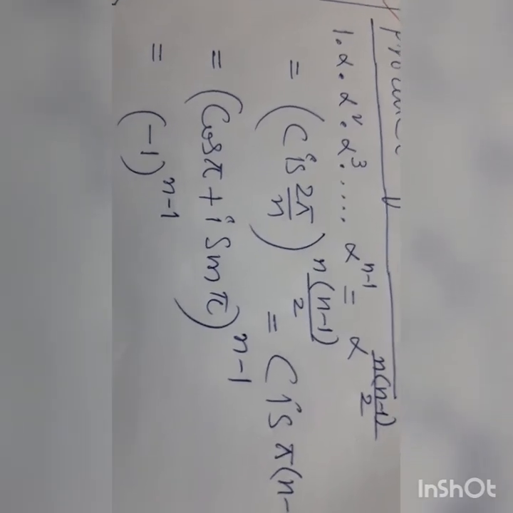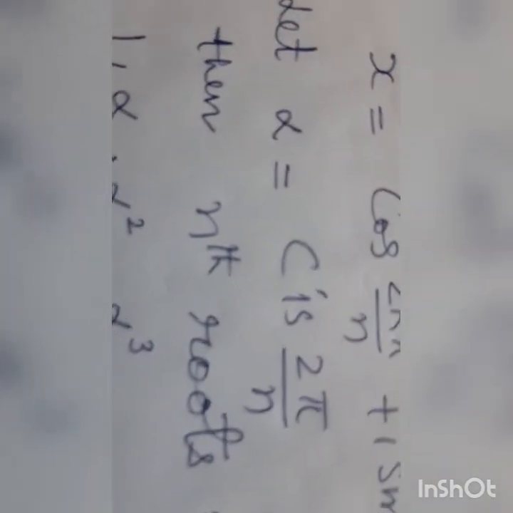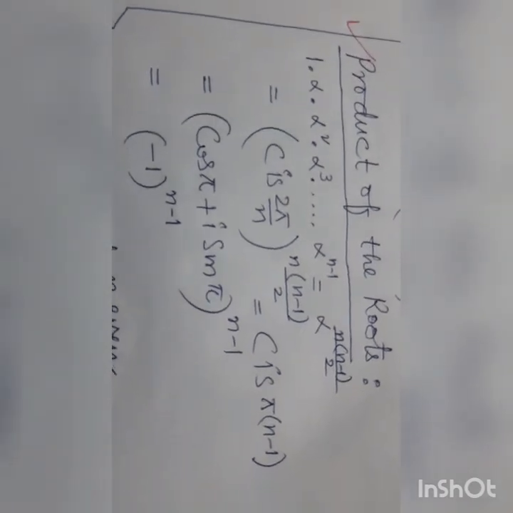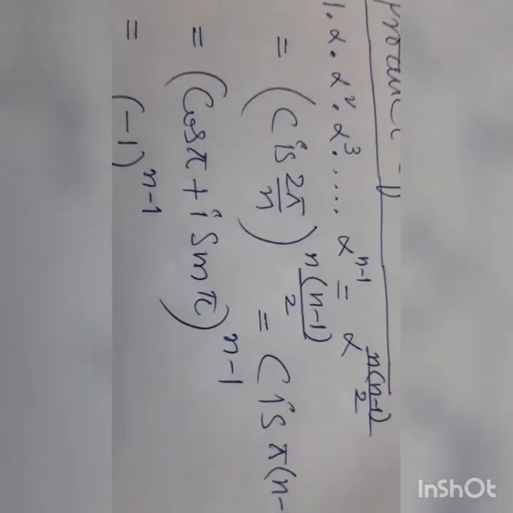What is alpha? Cis 2 pi by n. I told you alpha is cis 2 pi by n. So here, what is that? Cis 2 pi by n to the power like this.